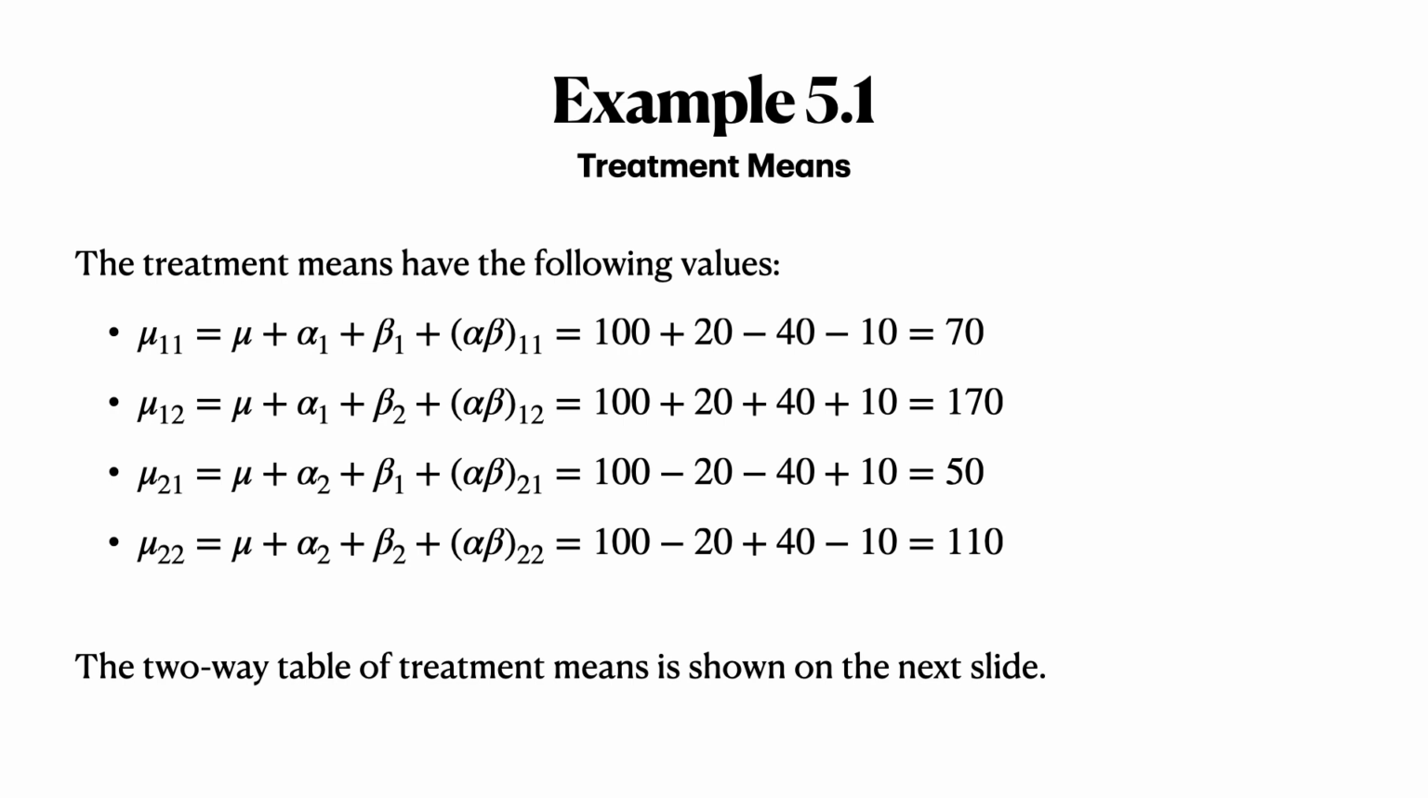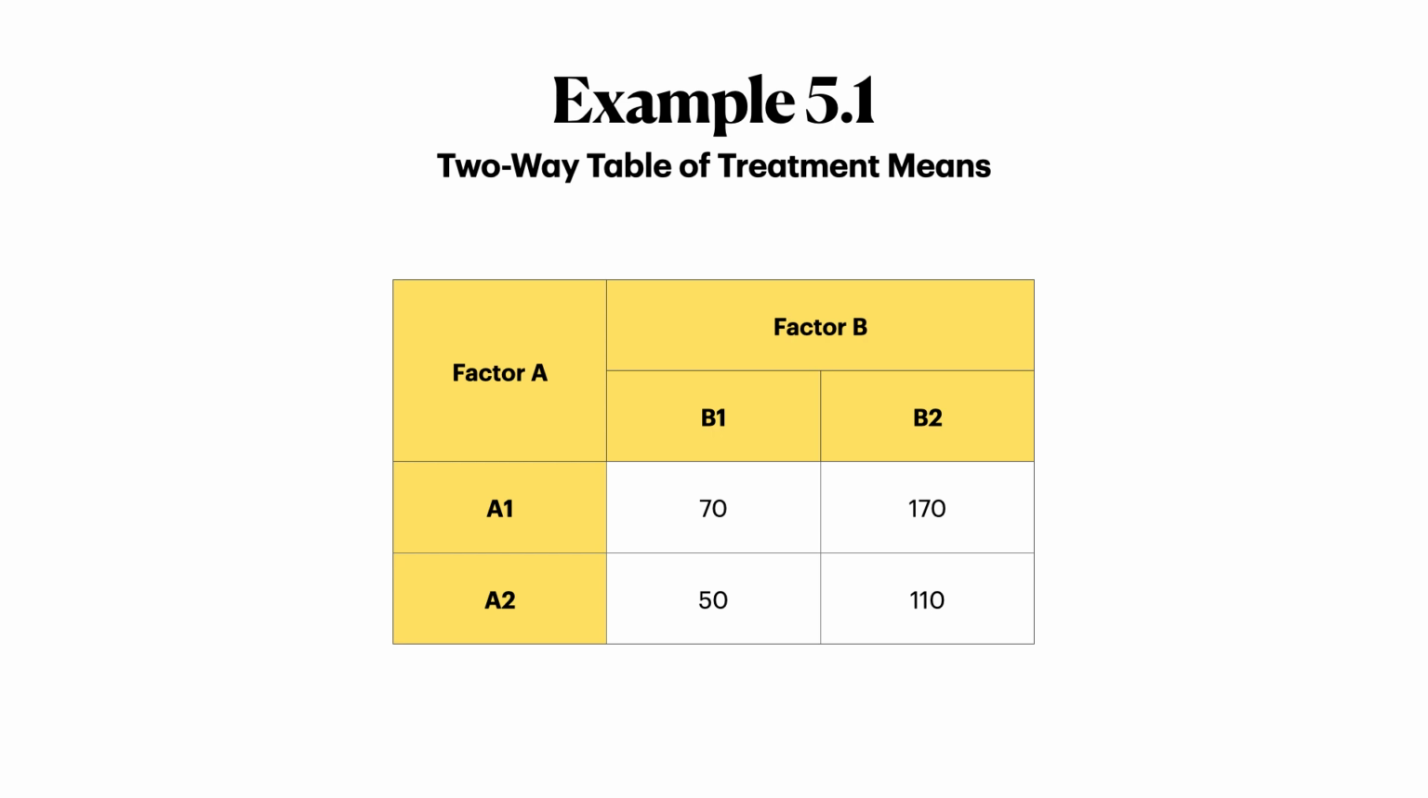Now it's convenient to organize these values in a two-way table of treatment means, as we've seen in a previous lecture video. And we've done that here on the next slide. And so here we see the rows correspond to the levels of A, the columns correspond to the levels of B, and then in the individual cells, which are intersections of a row and a particular column, we've got the mean for the corresponding treatment combination.